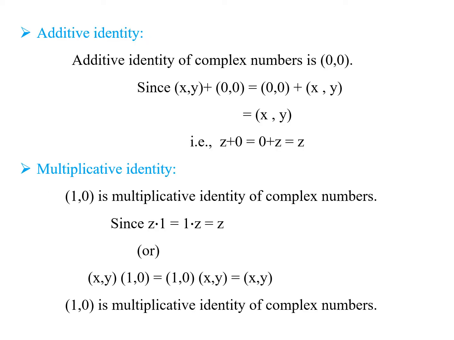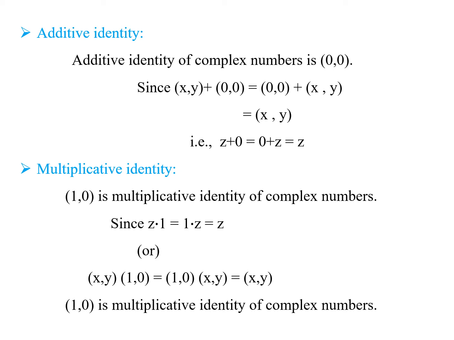Additive identity. What is an identity? For any number z, we can add a number and get the value z back. Like that, the additive identity of a complex number is (0, 0). Since z plus 0 or 0 plus z equals z, the ordered pair (x, y) plus (0, 0) equals the ordered pair (0, 0) plus (x, y), which equals again the ordered pair (x, y).